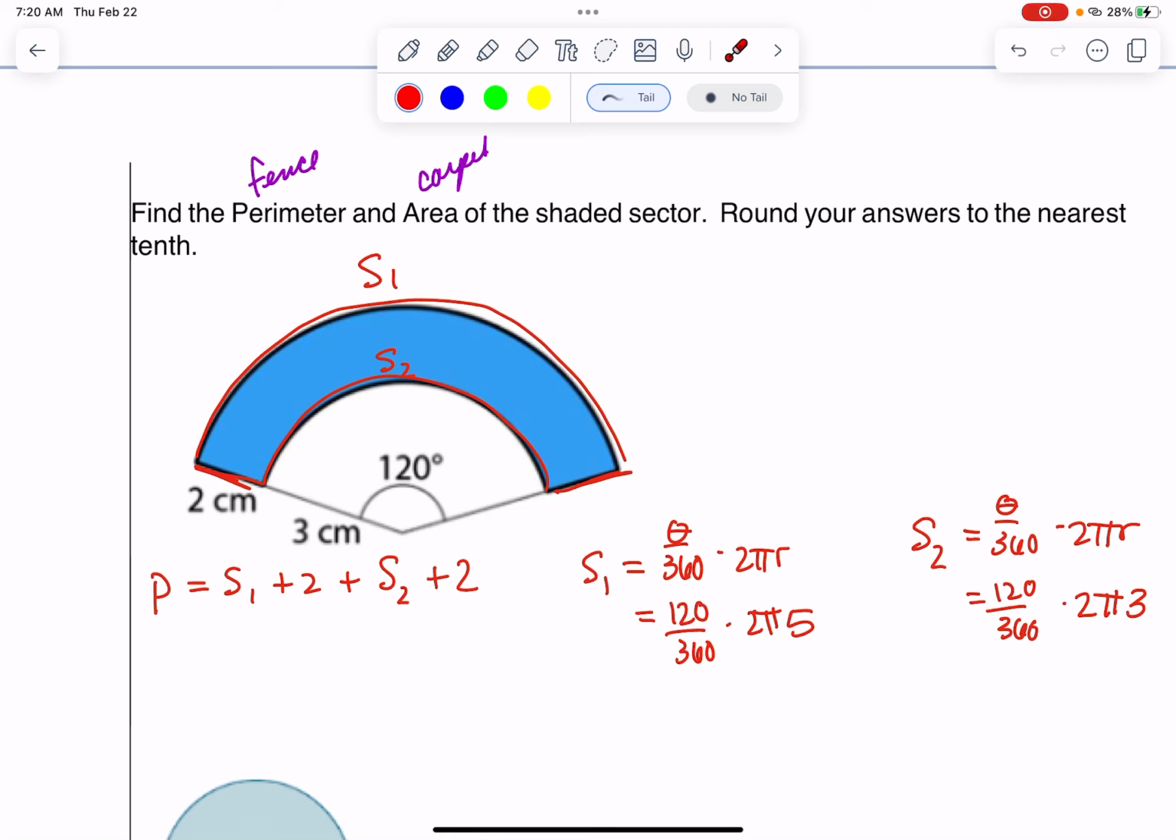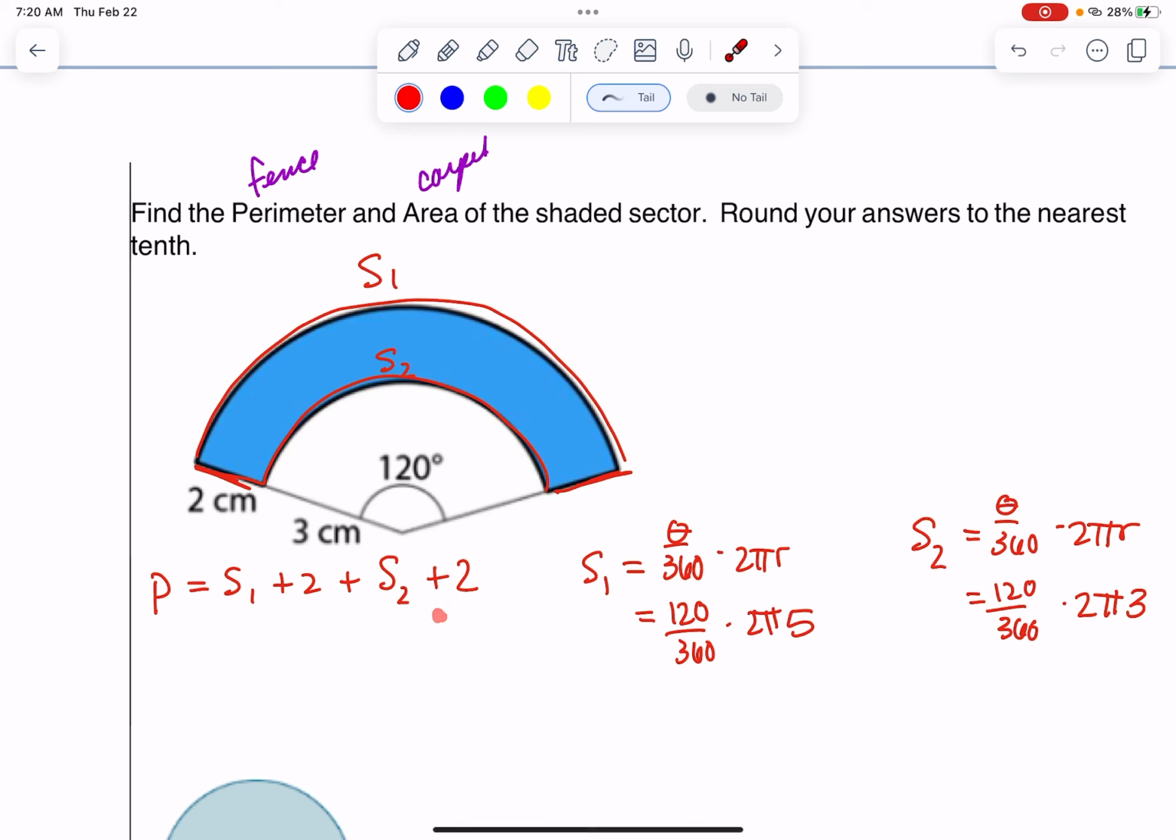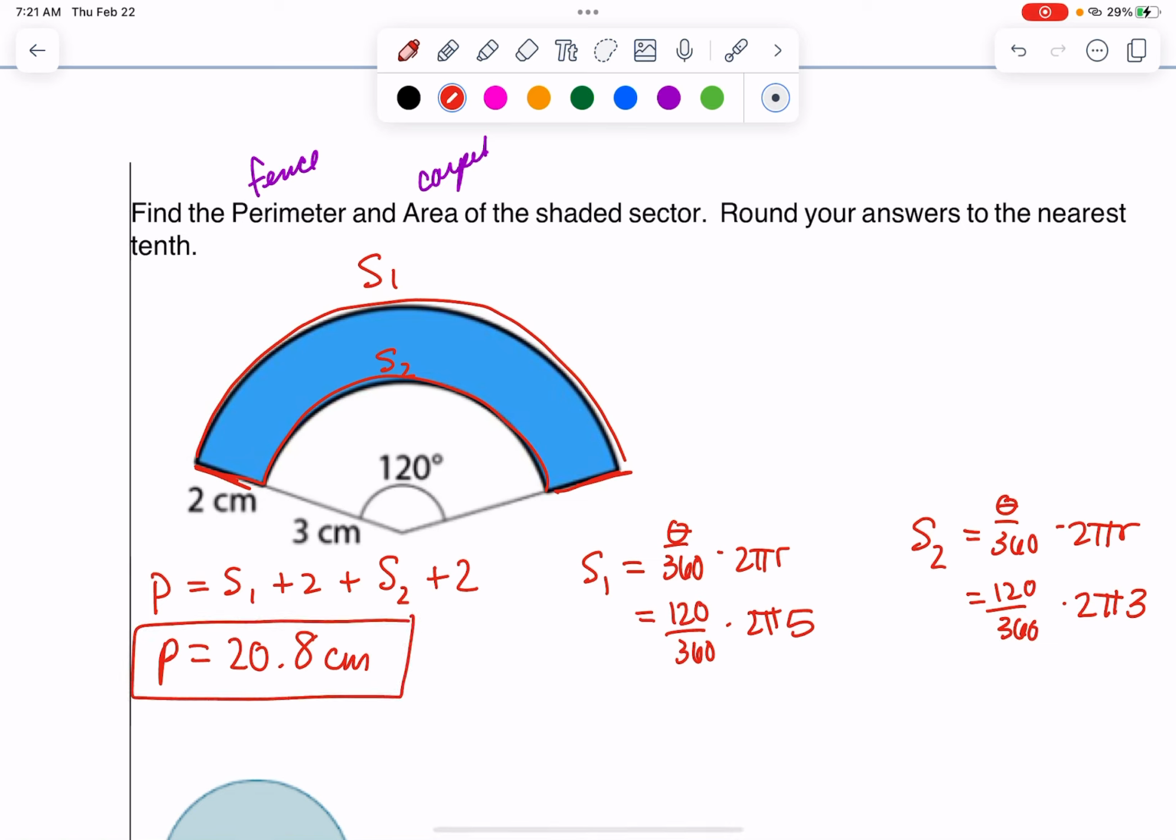So when I put this in the calculator, I do it all at once. I put this, because that's S1, and then I say plus 2, and then I put this, and then I say plus 2. So I do it all at once so that there are fewer things that I have to worry about typing in. And so when I do that, I get that the perimeter is 20.8 centimeters. Now remember, perimeter is not a squared unit, so that comes from adding those together.